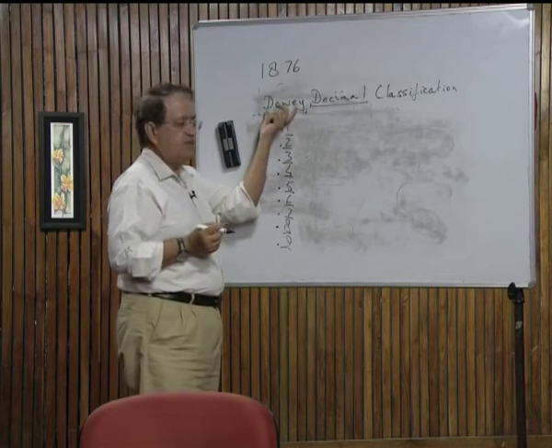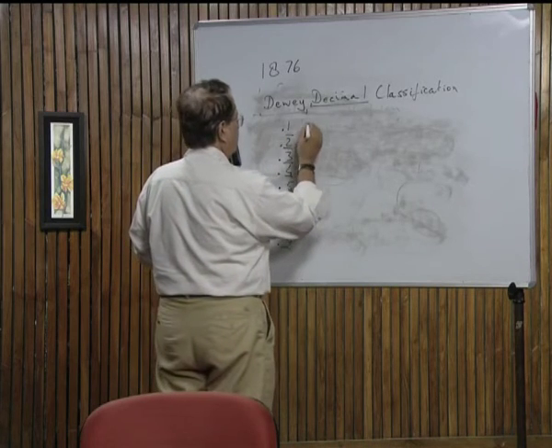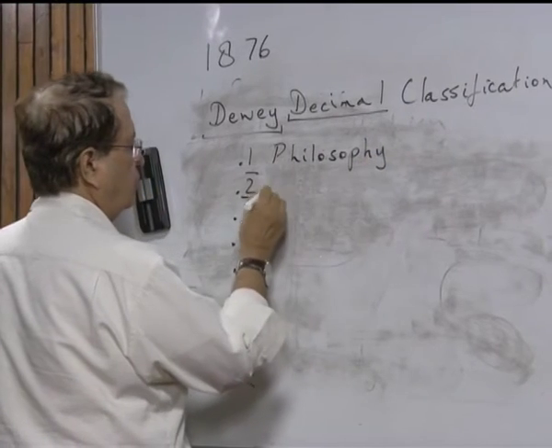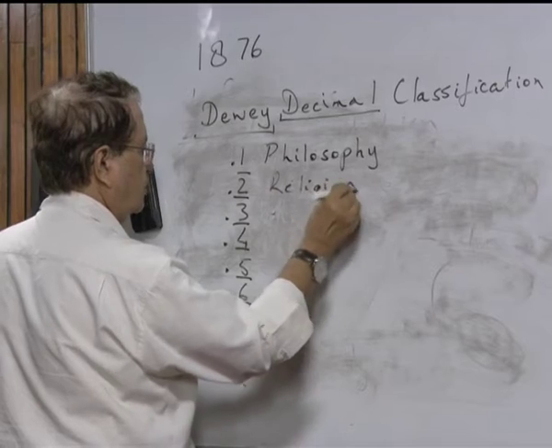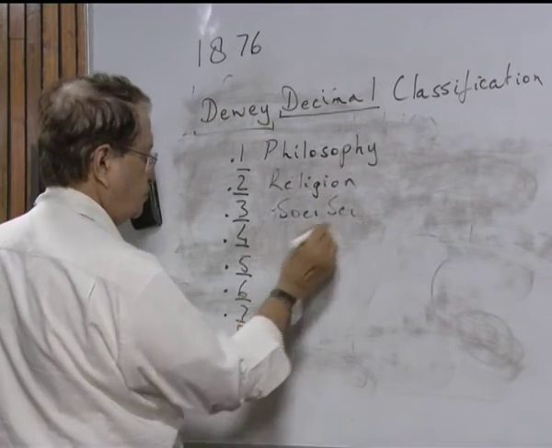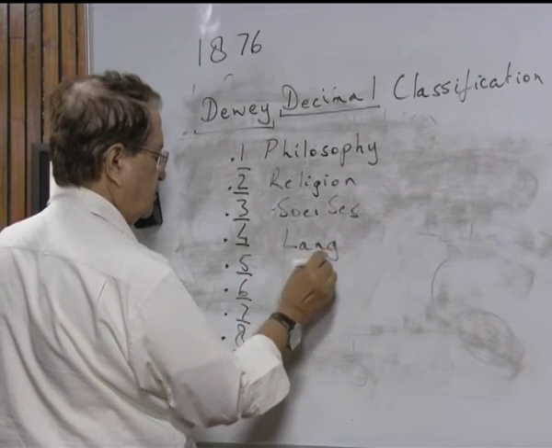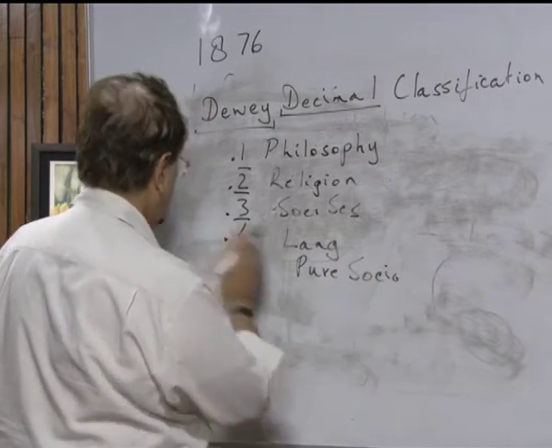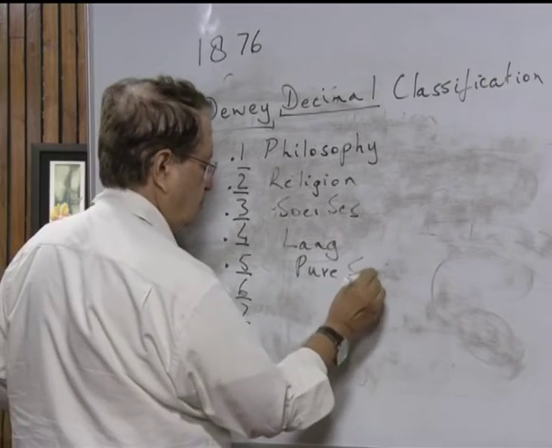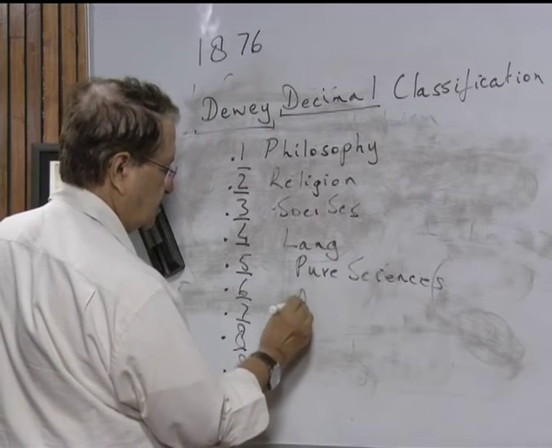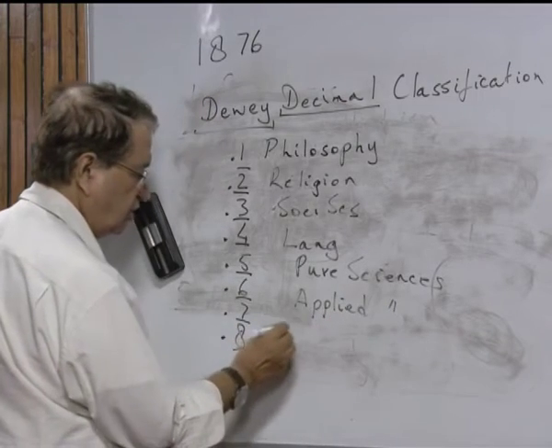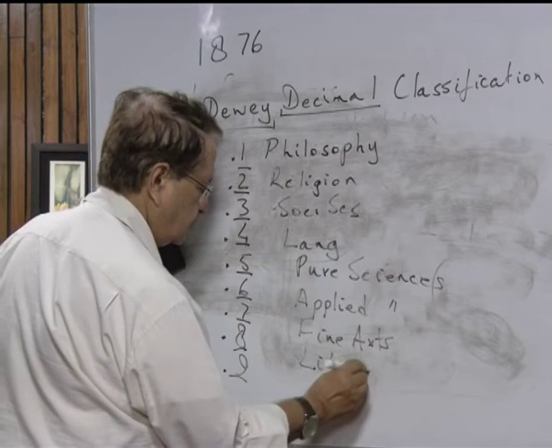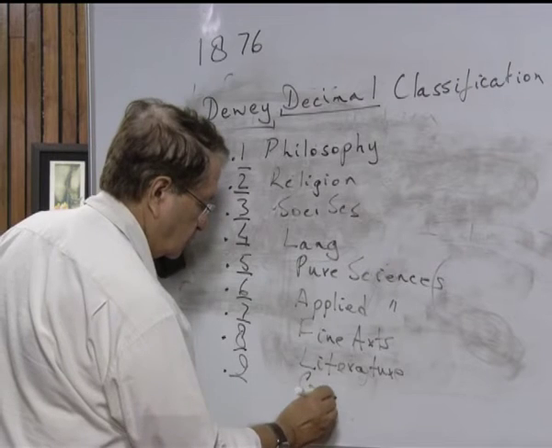This was the meaning given by Melville Dewey. Other classifiers have given different meanings. So, 0.1 represented philosophy, 0.2 represented religion, 0.3 represented the social sciences, 0.4 represented the different languages that we speak, 0.5 represented the pure sciences, that means physics, chemistry, mathematics, 0.6 represented applied sciences or technology, engineering, medicine and so on. 0.7 represented the fine arts, 0.8 represented literature and 0.9 represented geography and history.